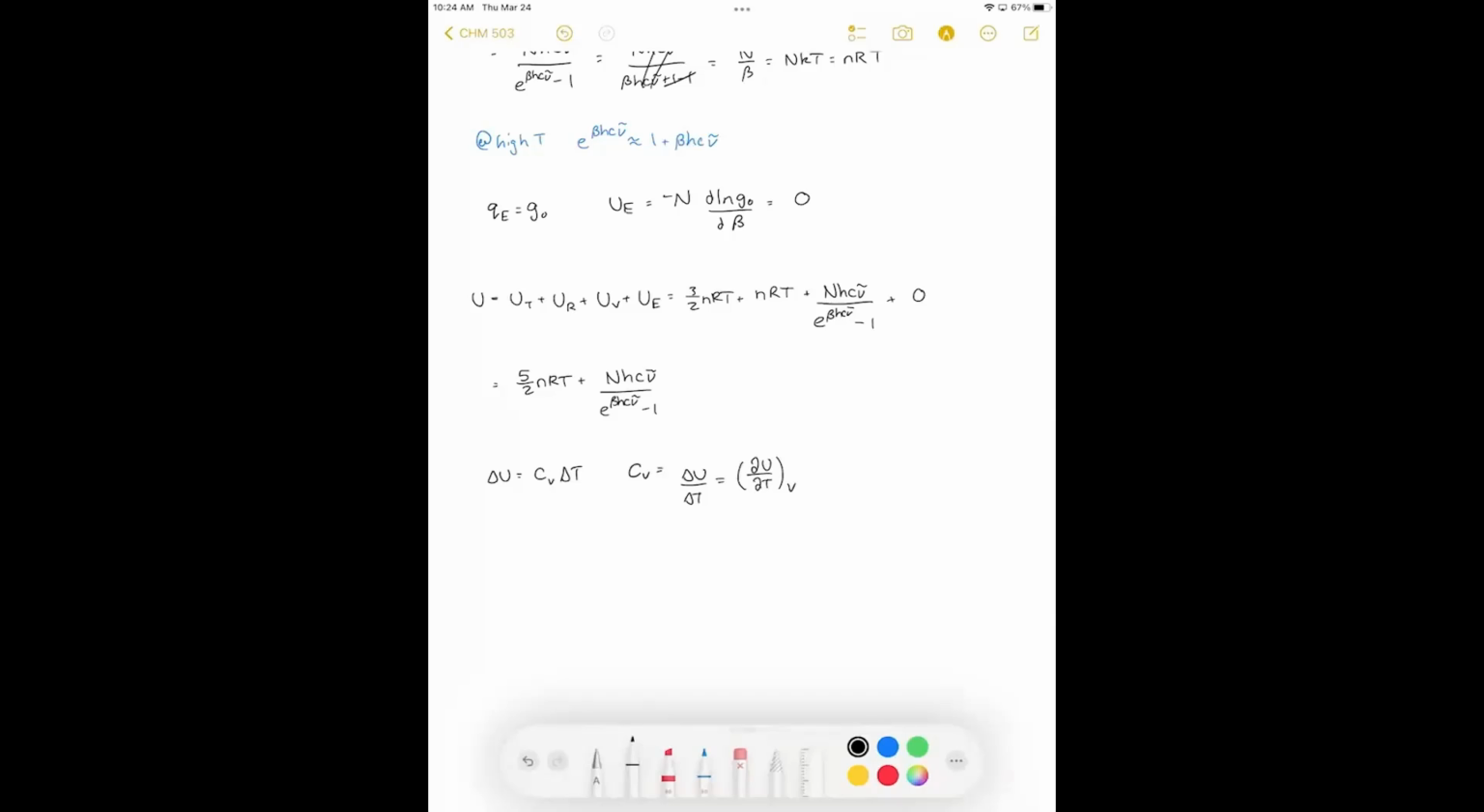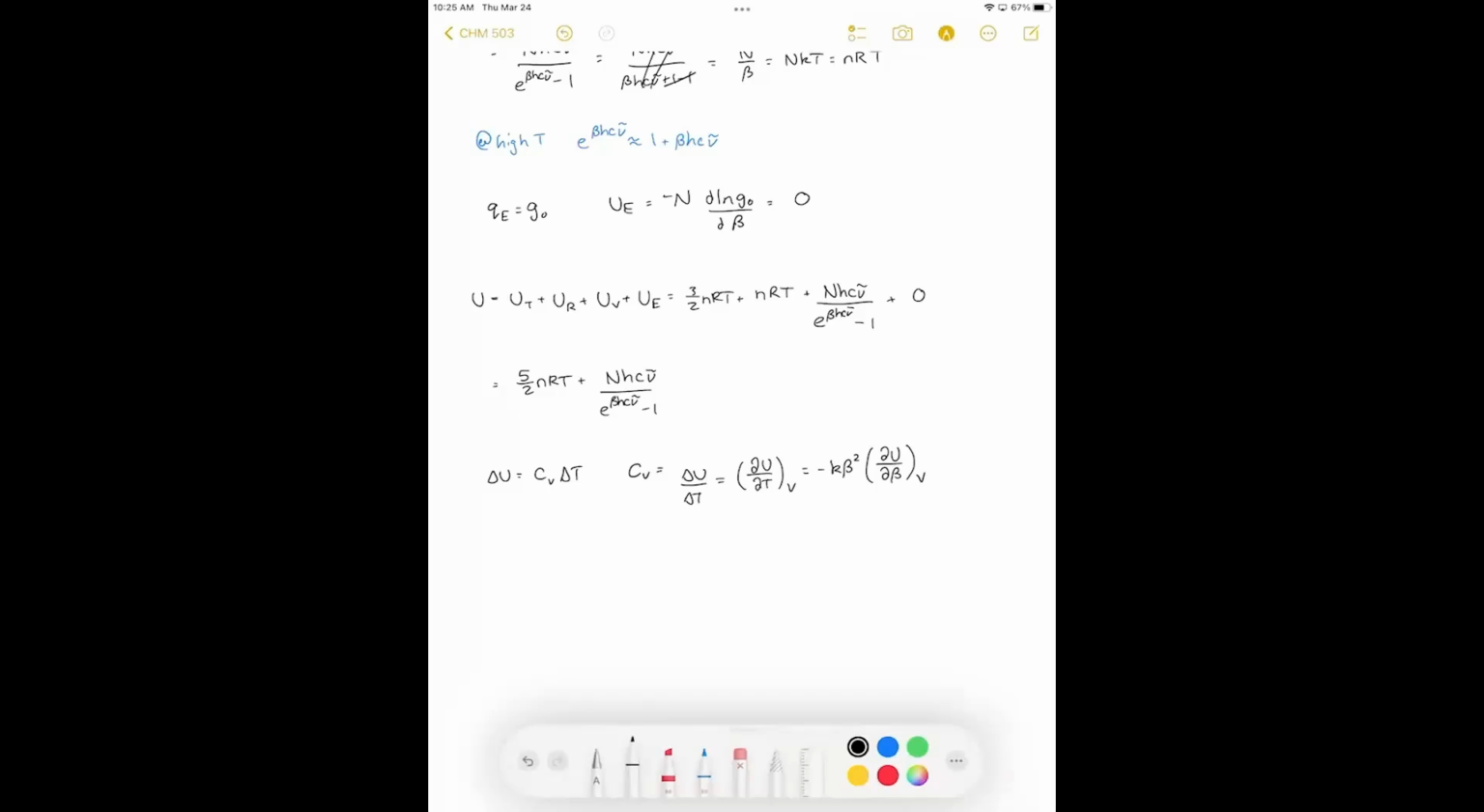We can turn this around: instead of taking a temperature derivative, take a beta derivative, and say that this is also equal to negative k beta squared times the partial derivative of internal energy with respect to beta at constant volume. Since we have already described internal energy based on the quantum mechanical energy levels, we can simply take the temperature derivative or the beta derivative to find out what the heat capacity is.